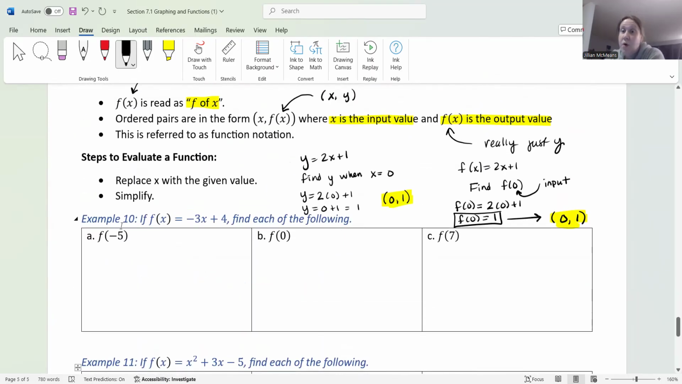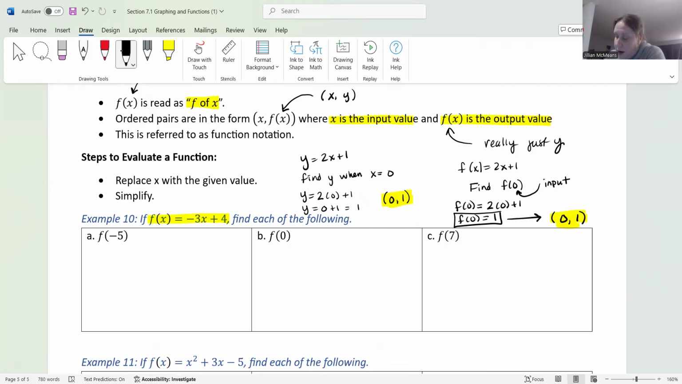All right. So for what should be example 10, it says if f of x equals negative 3x plus 4, find each of the following. So this right here is the function that we're looking at. And we want to evaluate that function for three different values. First, negative 5. Part B, we're going to evaluate it for 0. And then part C, we're going to evaluate it for 7.